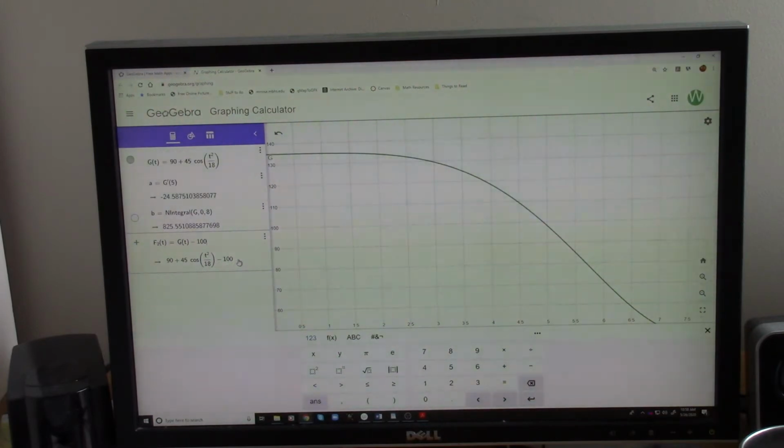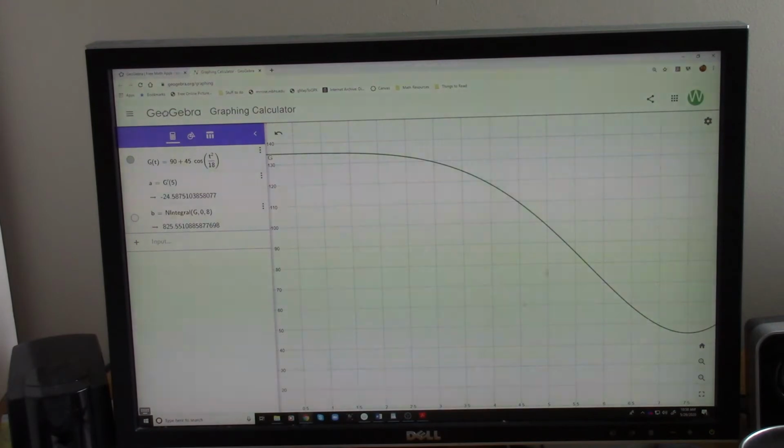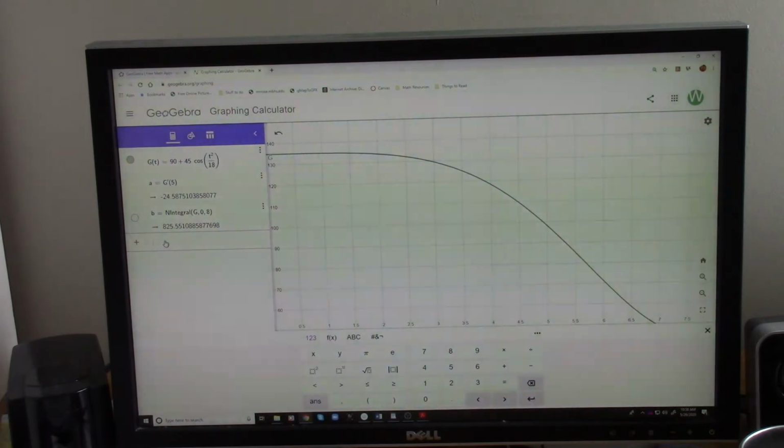What happened to this function is it just got moved down 100. Perhaps you don't like that. Actually, I take this back. Sorry. Let's not do this. You could do that and see when it's 0, but maybe it's more beautiful to just type a new function. I called that function h. So h of t equals 100.